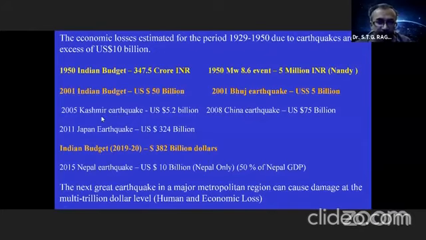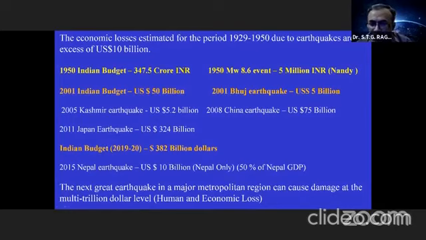Now, the Kashmir earthquake, which occurred in 2005, of course in Pakistan and our Kashmir region also, had an economic loss reported at $5.2 billion. In 2008, in China, there was an earthquake of some 7.8 magnitude, and the economic loss was reported to be $75 billion. And in 2011, in Japan, the Tohoku earthquake, they say the economic loss was around $324 billion actually.